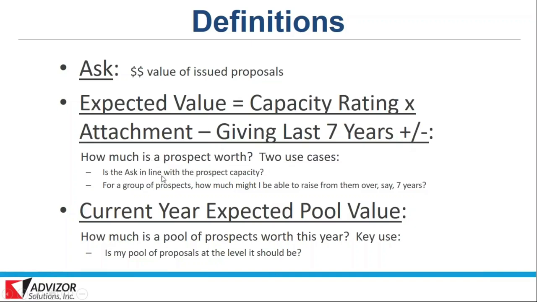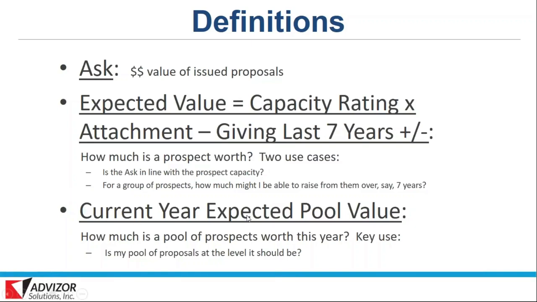And there's two use cases. Is the ask in line with the prospect's capacity? For example, if you're asking $1 million, but the person has an expected value of $10 million, you want that to be a discussion, because you might get the $1 million, but you're leaving a lot of money on the table. Or if the person has an expected value of $50,000 and you're asking $500,000, you may never get it. And maybe the right starting gift, because that person is not engaged, would be $50,000 or even $20,000. So these two work hand in hand.